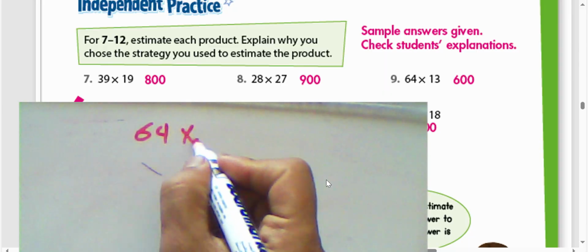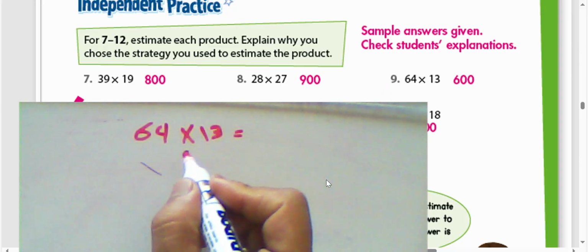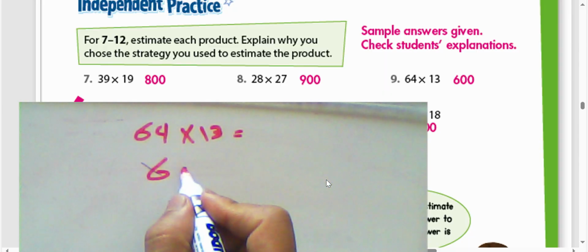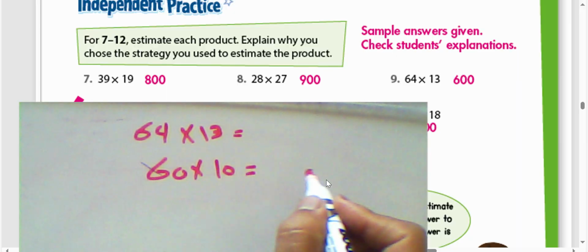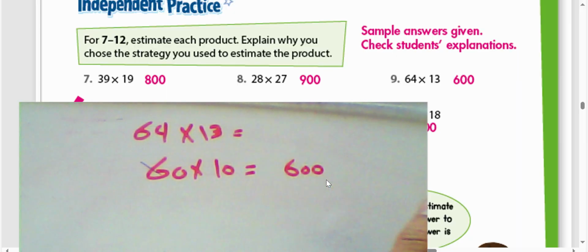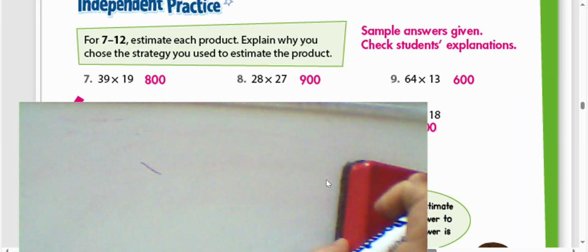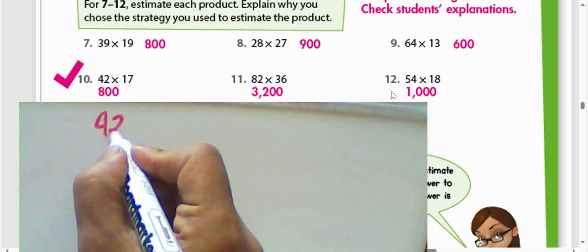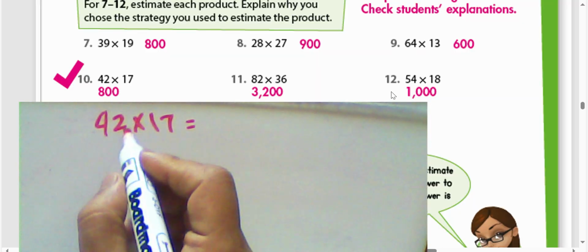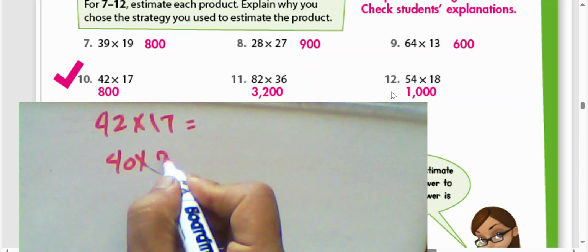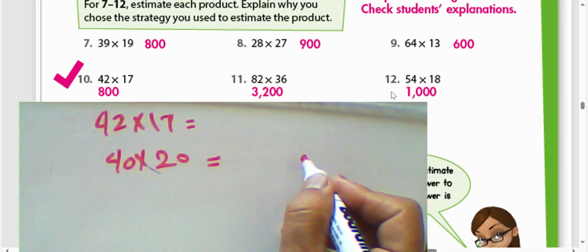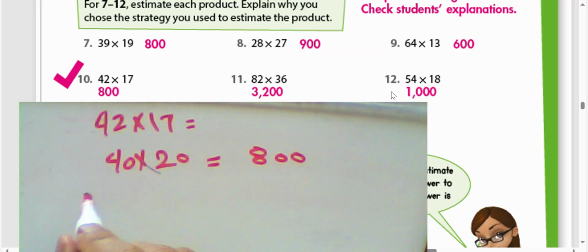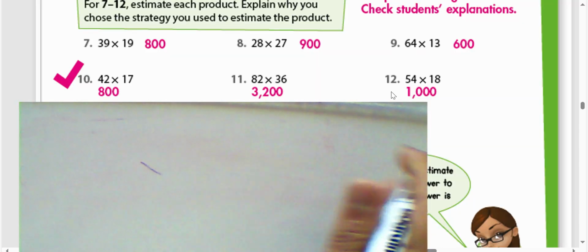Also we have 64 product by 13. 64 nearest to tens is 60, and here 10. Write double 0, and 1 times 6 equals 6, then the answer will be 600. Next question. 42 times 17. 42 nearest to 40, and 17 nearest to 20. The product between them, write double 0, and 2 times 4 equals 8, then the answer will be 800.